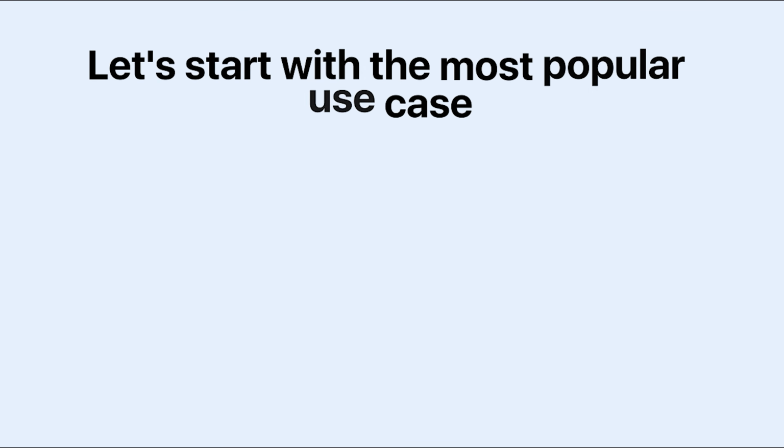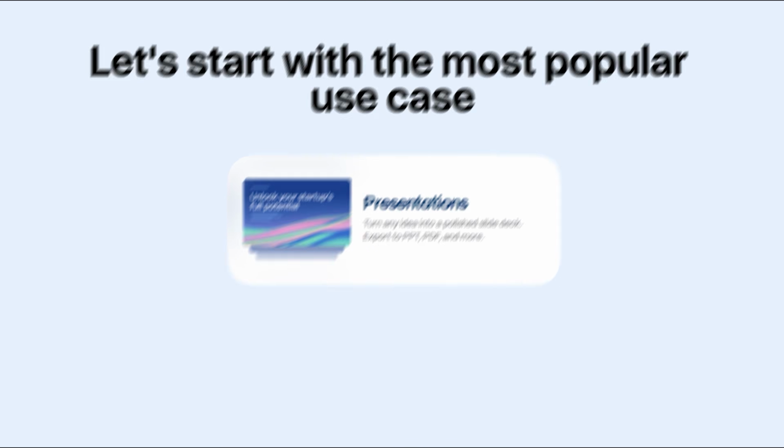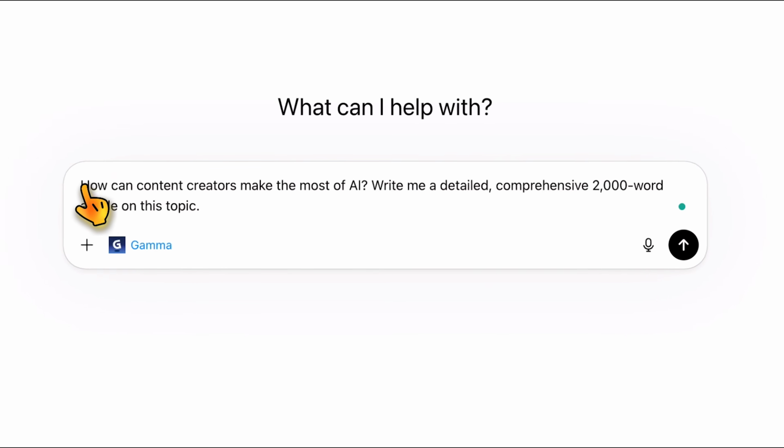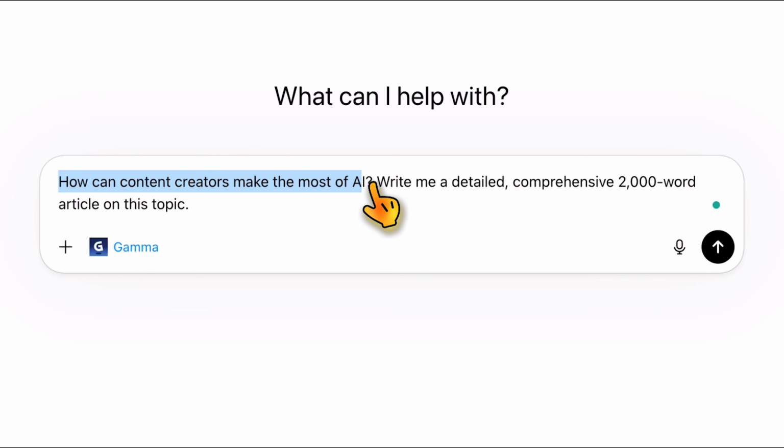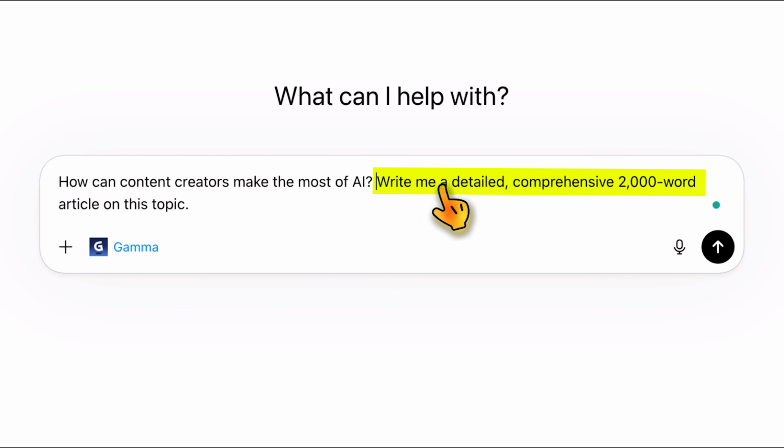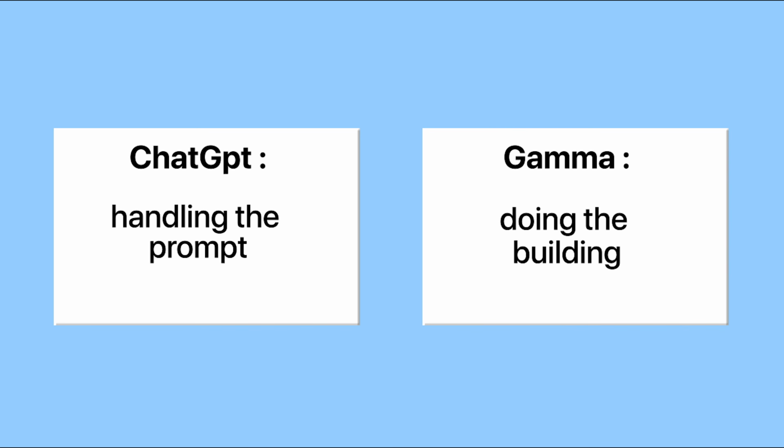Let's start with the most popular use case, building a presentation. I'm going to give ChatGPT this prompt. How can content creators make the most of AI? Write me a detailed, comprehensive 2,000-word article on this topic. Now here's the cool part. ChatGPT is handling the prompt, but Gamma is doing the building.